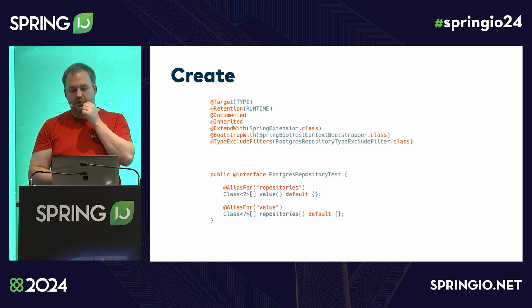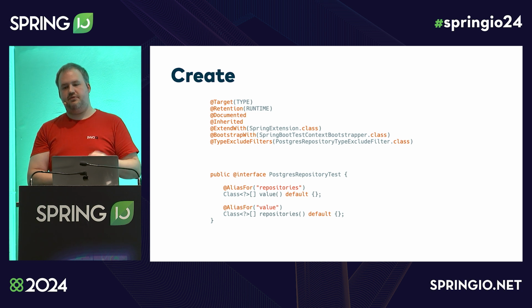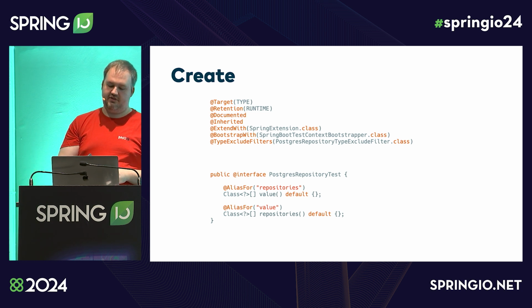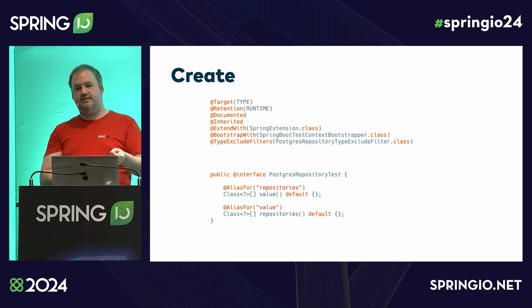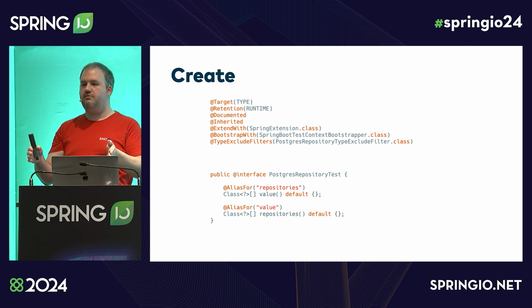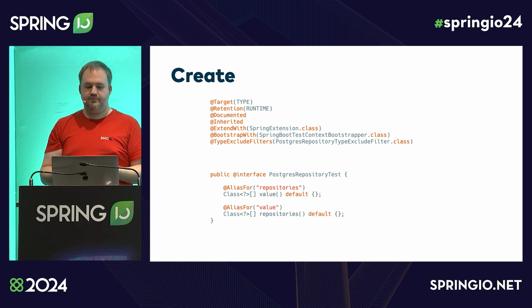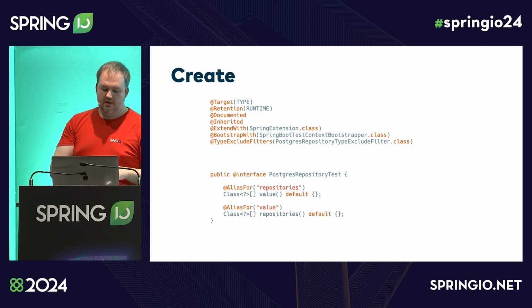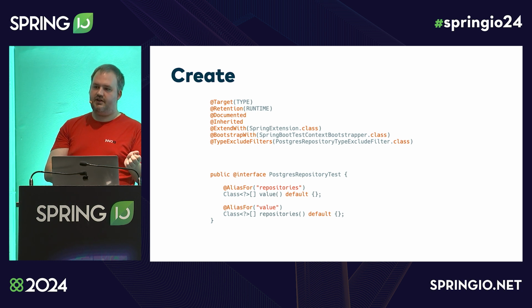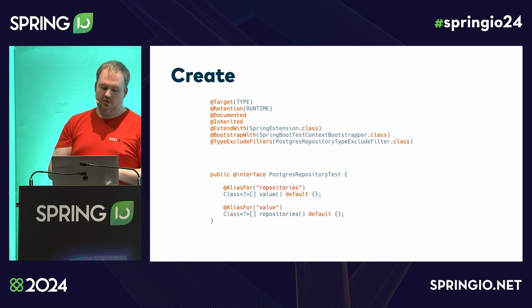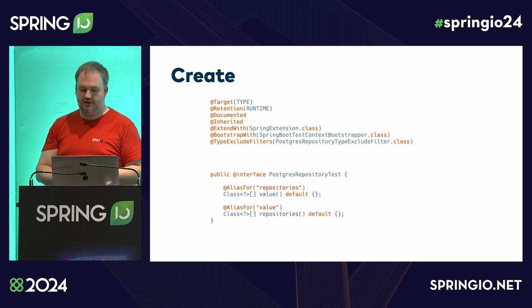And then we want our test to be bootstrapped with a Spring Boot test context bootstrapper. What that does is that it knows how a Spring Boot app is assembled. So it knows about all the conventions of a Spring Boot application, and that basically loads the application context by default. And this one uses type exclude filters to control whether a bean should be loaded or should not be loaded. And in this case, we need our own, the Postgres repository type exclude filter.